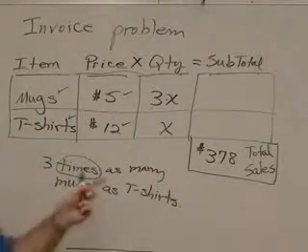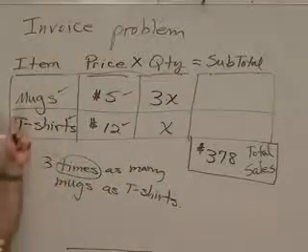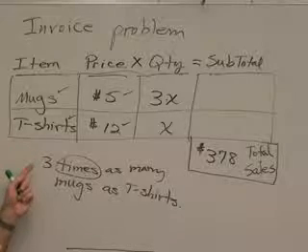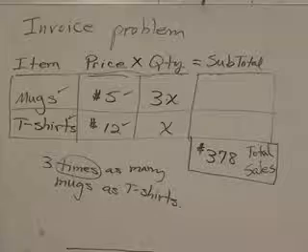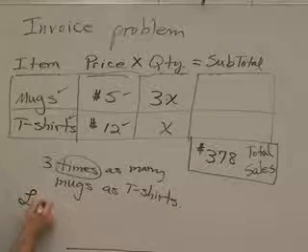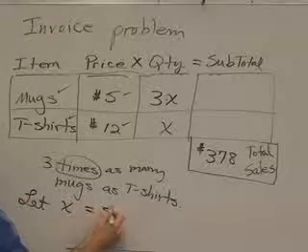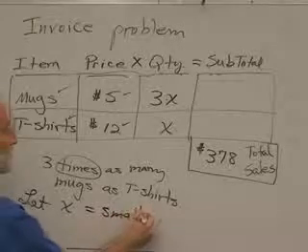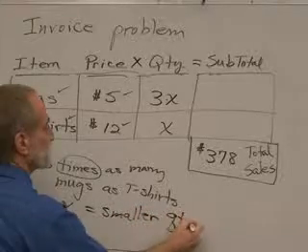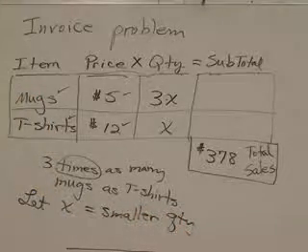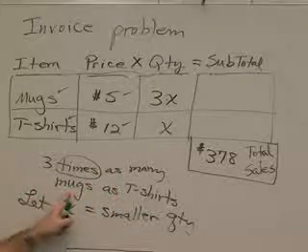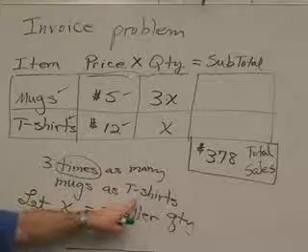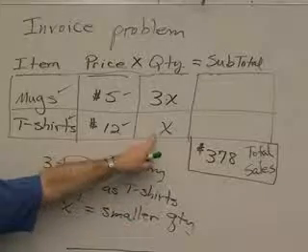If they say, how many mugs and t-shirts did she sell, and they tell us one of them was so many times more than the other, we let x be the smaller quantity. So I say she sold 3 times as many mugs as t-shirts. That means she sold more mugs. That means t-shirts are the smaller thing. So I let that be the x, and I let the mugs be 3 times that.